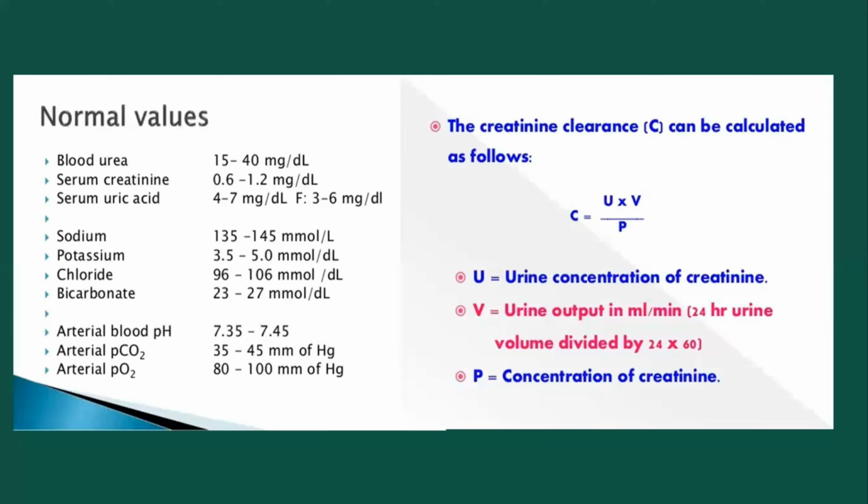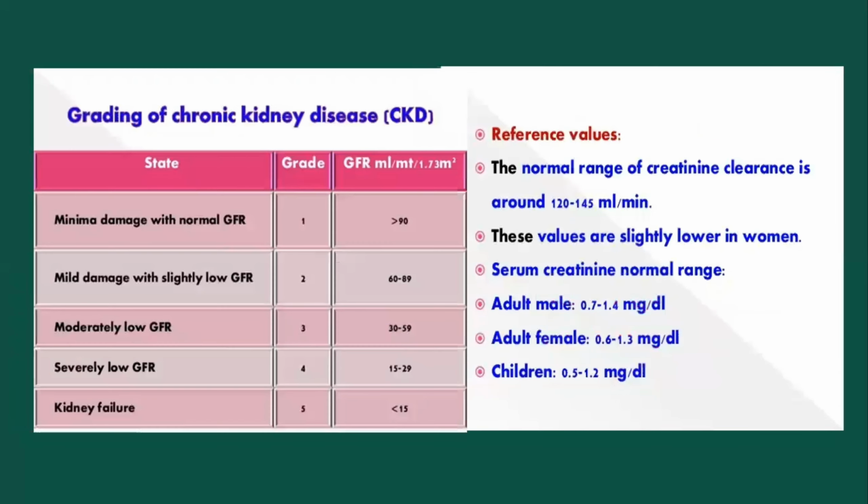Creatinine clearance can be calculated as follows. Creatinine clearance equals urine concentration of creatinine multiplied by urine output in ml per minute, that is 24-hour urine volume divided by 24 into 60, and P is the plasma concentration of creatinine. Reference value: the normal range of creatinine clearance is 120 to 145 ml per minute. These values are slightly lower in women.